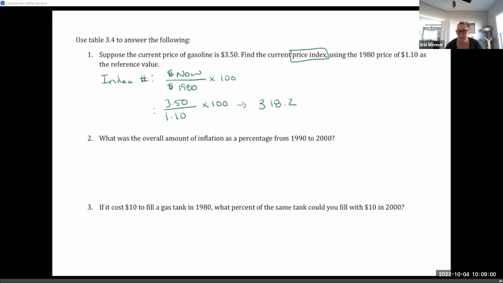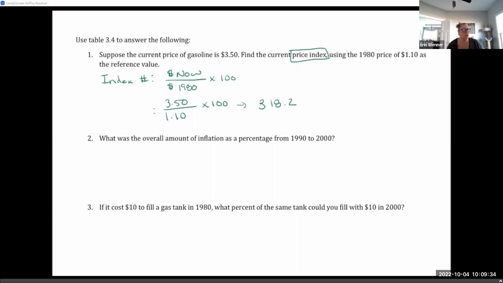So what does that mean? Well, if we considered 1980 to have an index of 100, which would be our base amount, that's indicating that prices are now 218% of what they were in 1980. That's how you would understand what that index means, okay? Which could be even worse or better, I don't know, it just depends on where they're measuring inflation right now.